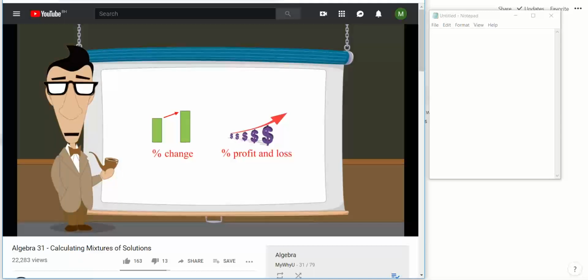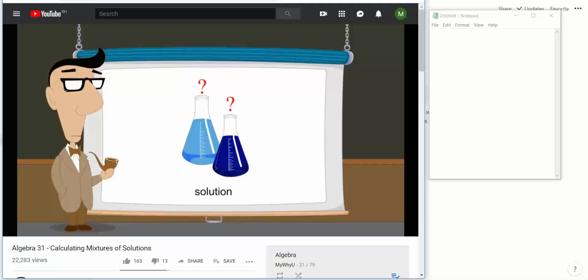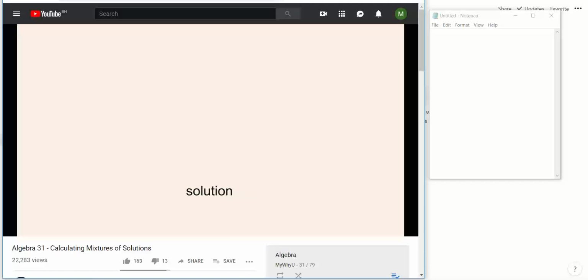In this chapter, we will see how algebra can be used to solve mixture problems. But what exactly is a solution? And what does it mean to say that a solution has a particular concentration? A solution is a mixture of one substance called the solute dissolved in another substance called the solvent.